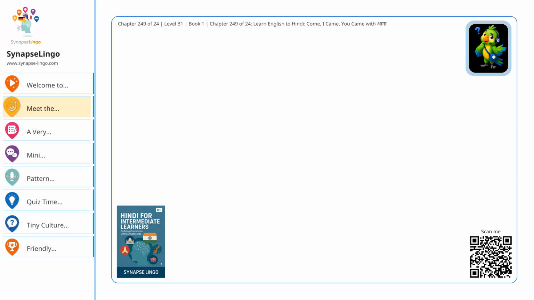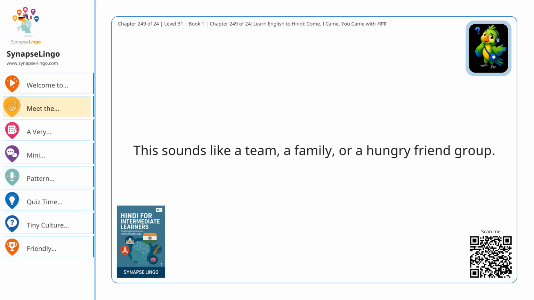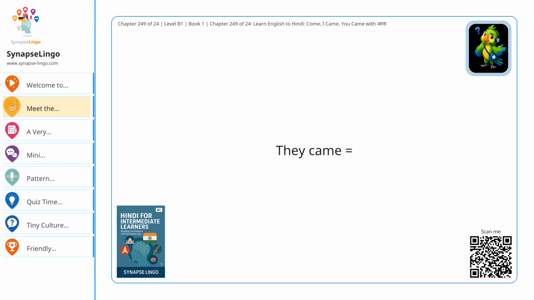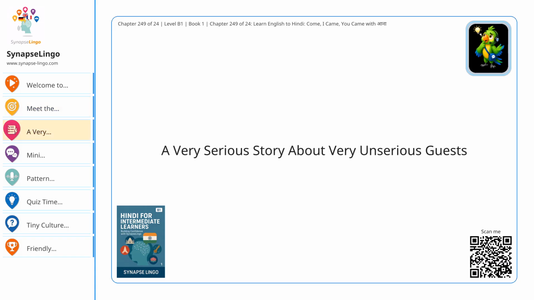We came equals हम आए. This sounds like a team, a family, or a hungry friend group. They came equals वे आए. The crowd has entered. Less equals कम. Very useful when there is कम sugar, कम time, or कम common sense. A very serious story about very unserious guests.